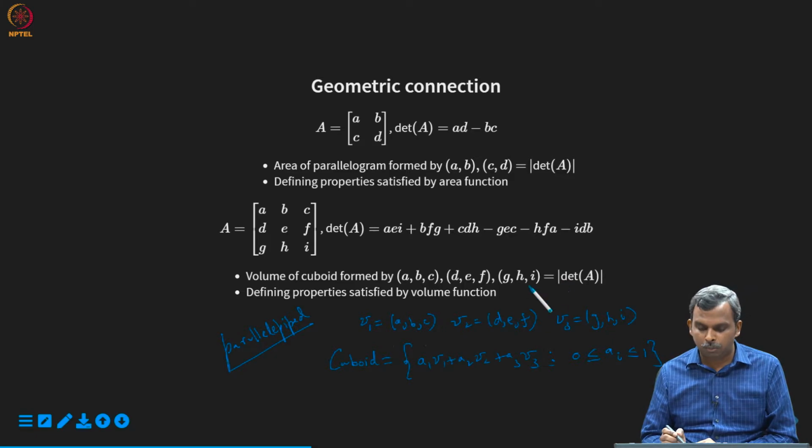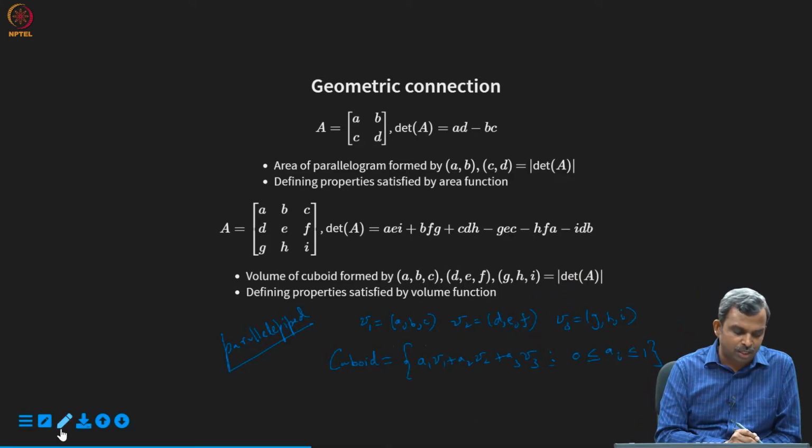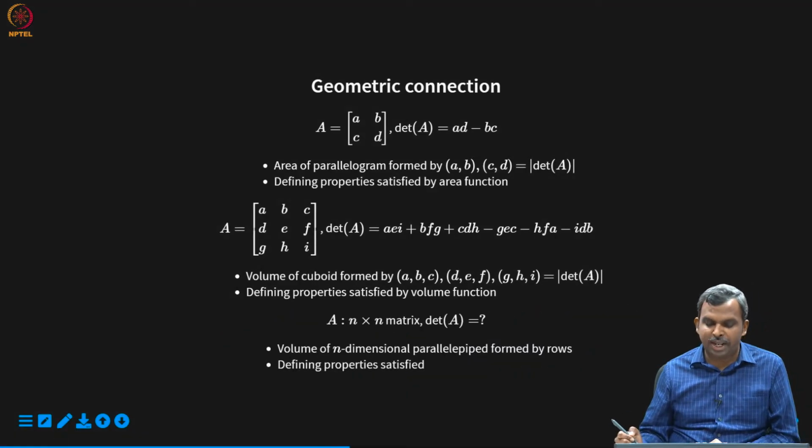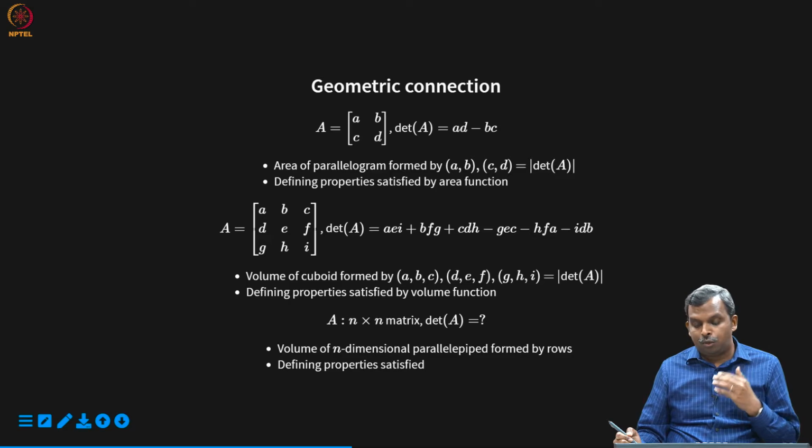So this is a nice geometric connection, and one can extend this to n dimensions also. If you take an n by n matrix A, I haven't really talked much about it, but the volume of the n-dimensional parallelepiped formed by the rows satisfies all these defining properties.